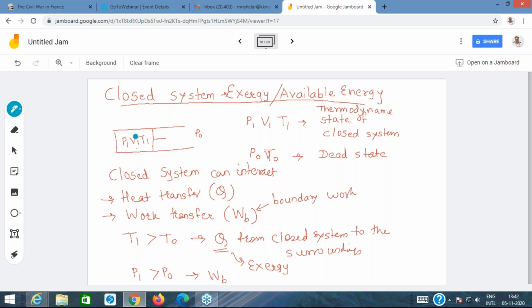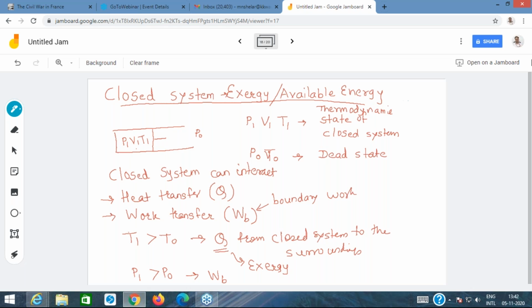We are interested in finding the exergy of the closed system. Exergy of the closed system means exergy of the internal energy of the closed system, right? Now, how can the internal energy change? It can change by heat transfer or work transfer. So, if you want to find the exergy of the closed system, you need to find the exergy of the heat transfer from the closed system and the exergy of the work transfer from the closed system. Right? Is this point clear?